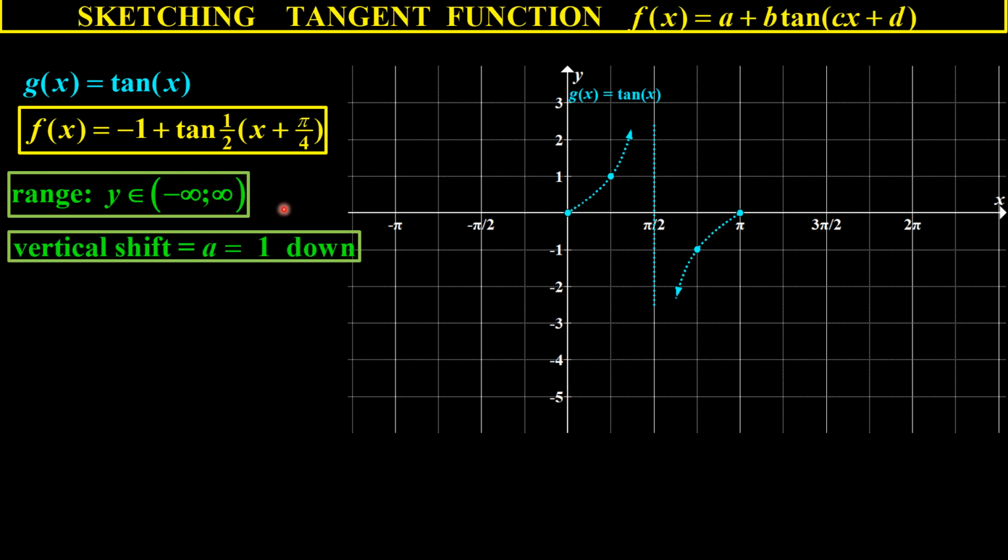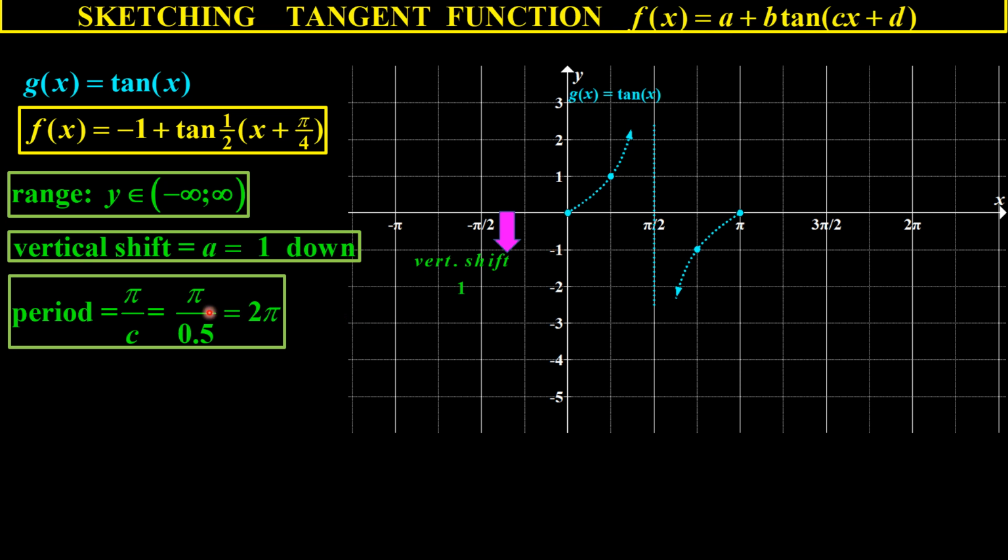So let's see there. We've got a vertical shift. It's going to be 1 down. So that point will have to move 1 down. Okay. And then let's get the period, right? The period here, because there's a half x, will be pi divided by 0.5, which is 2 pi, right? So I'll have a tangent graph with period 2 pi.